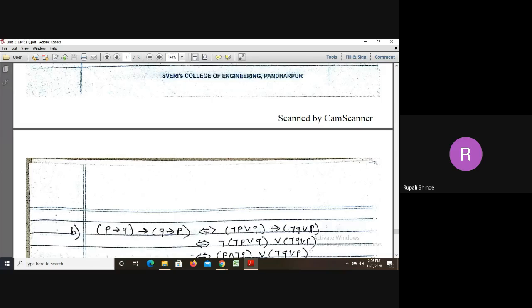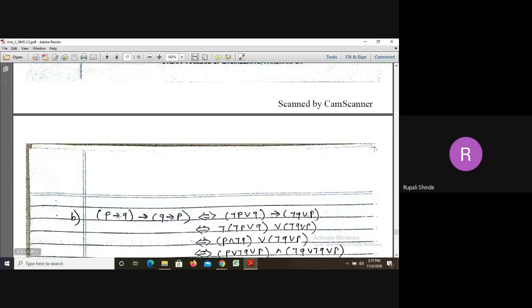Okay, we will solve it. Check here. First of all, we have to remove these conditionals inside the brackets. So this conditional can be removed as negation P or Q, conditional negation Q or P.